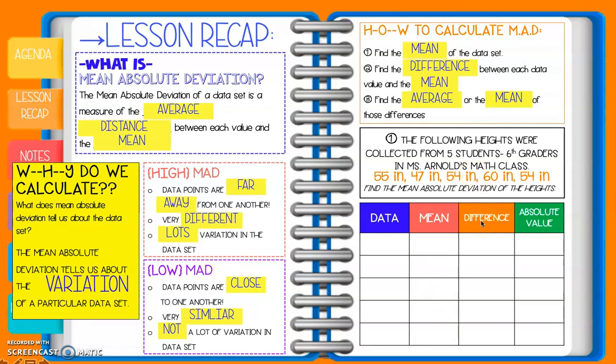In our third column is where we're going to set up our differences. The differences is going to be the data minus the mean, because difference means to subtract. And then our last one is where we're going to be using our absolute value.